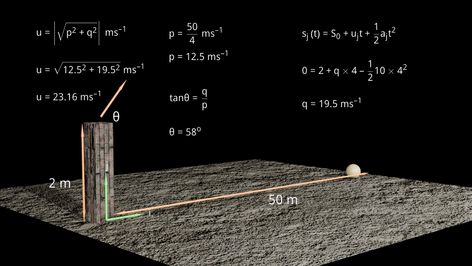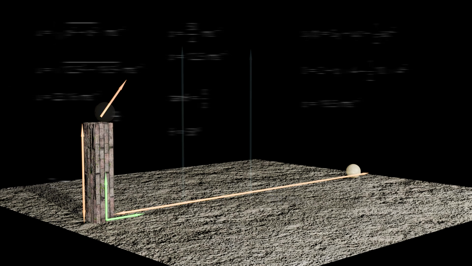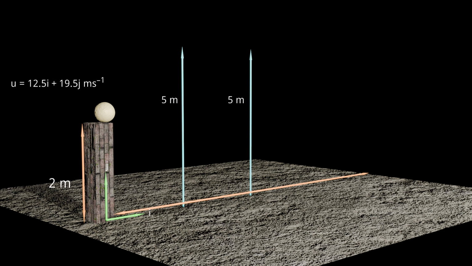All right, let's now determine how long the ball stays above a height of 5 meters from the ground. Essentially, we need to find the time interval during which the ball remains at or above this height as it moves along its trajectory. To do this, we start by calculating the time it takes for the ball to reach 5 meters, using the displacement equation. Since this equation is quadratic in time, solving it gives 2 possible values.